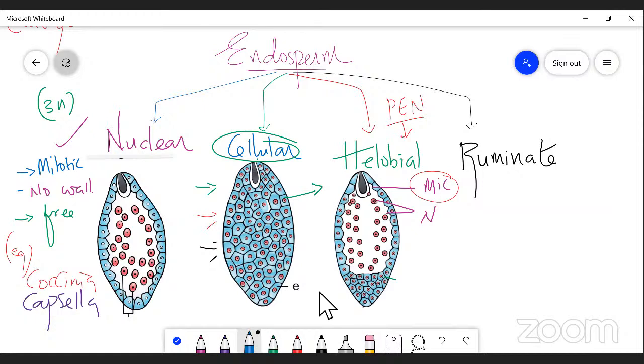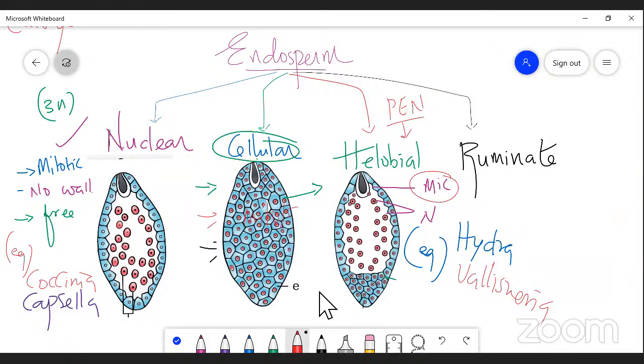These members are mostly found among aquatic plants, I mean hydrophytes. Hydrilla, and one more I would like to mention, Vallisneria. These two are members in which you can find helobial endosperm. The helobial endosperm is a kind of endosperm in which you can find free nuclei and nuclei with wall formation. The free nuclei are floating in the micropylar region, moving freely from one place to another. Whereas in the lower part, the chalazal region, you can find it with wall formation and division. This type of endosperm, helobial, is identified in the case of Hydrilla and Vallisneria.